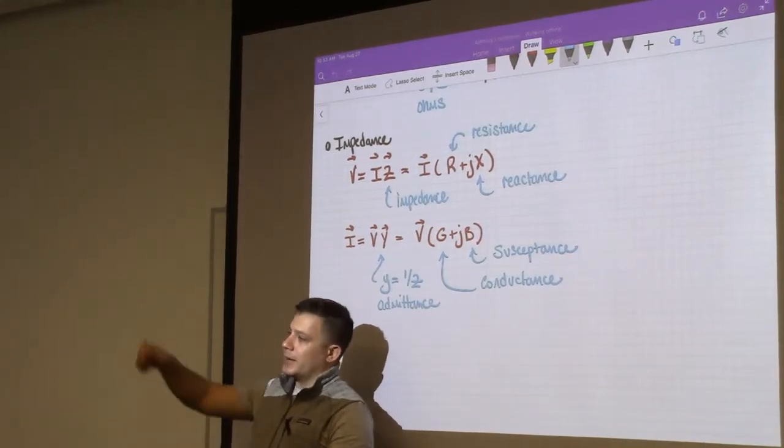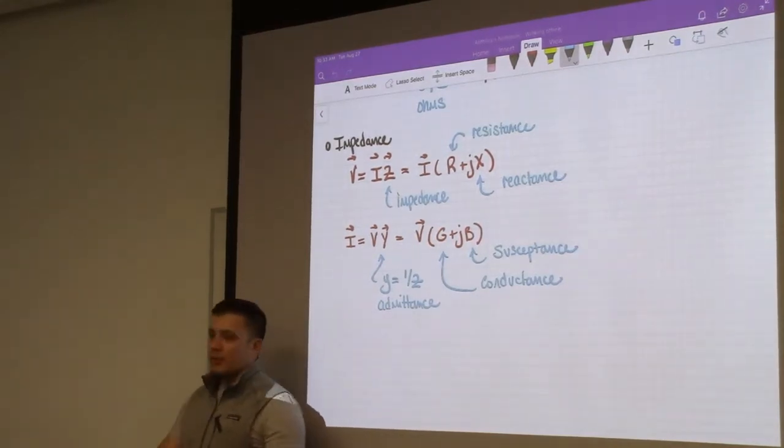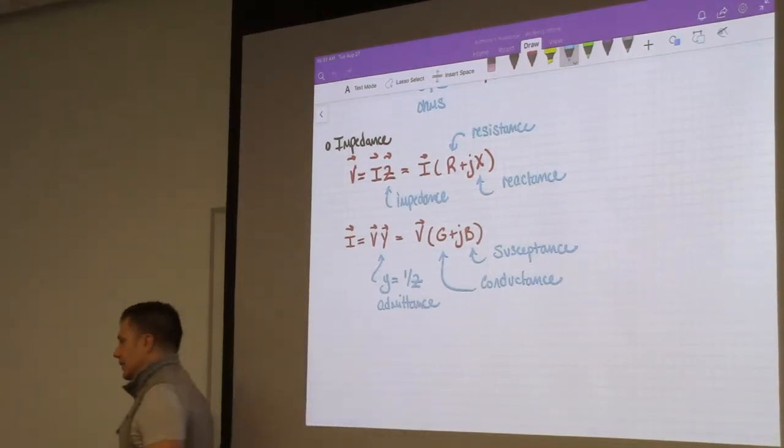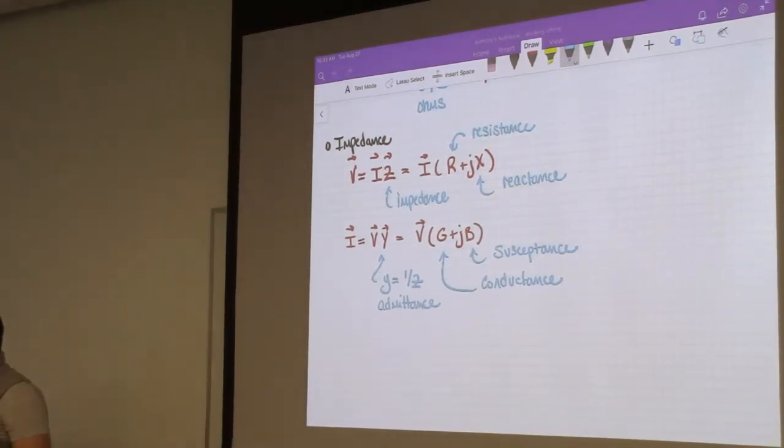Well, what if you had a power supply that was given a sawtooth wave, and how would you deal with that? Maybe a question for another day. Okay.